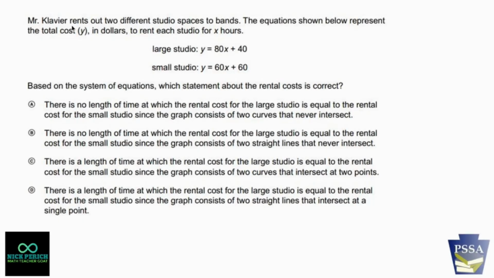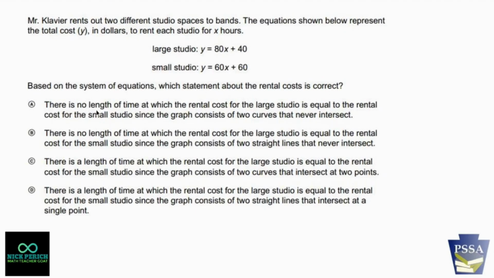Mr. Clavier, I don't know, rents out 2 different studio spaces to bands. The equations shown below represent the total cost in dollars to rent each studio for x hours. So the large studio is y equals $80 per hour plus 40 bucks. The small studio is going to be $60 per hour plus 60 bucks. Based on the system of equations, which statement about the rental cost is correct?